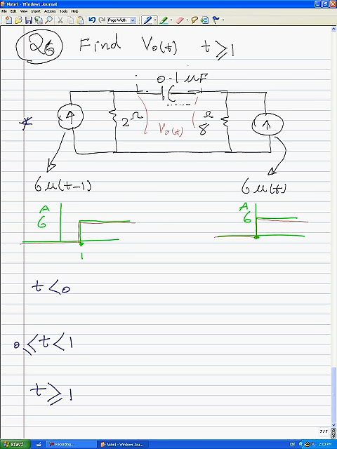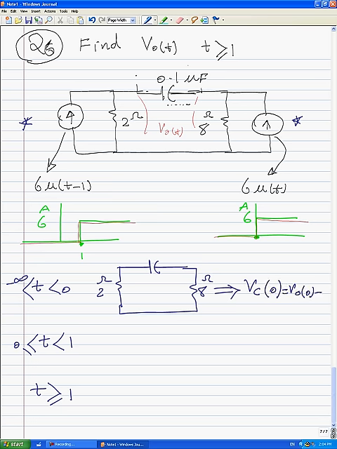In t less than 0, this source should be 0. This source also should be 0. The circuit should be simplified like this. We have 2 ohms here and a capacitor here and 8 ohms here. Because we are in the domain minus infinity to 0 and we don't have any source in this circuit, immediately we can say the output voltage or capacitor voltage at 0 is equal to 0. This is an important result for this part.